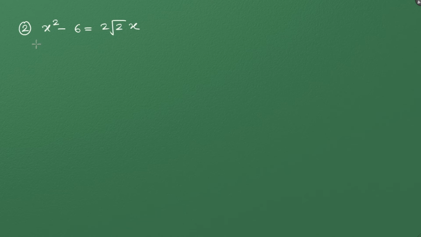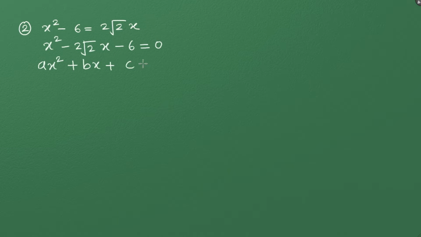Now the second example, x square minus 6 equals 2 times square root 2 times x. So let's rearrange this. Now this quadratic equation, we need to compare it with the standard form of the quadratic equation, which is ax square plus bx plus c equals 0.